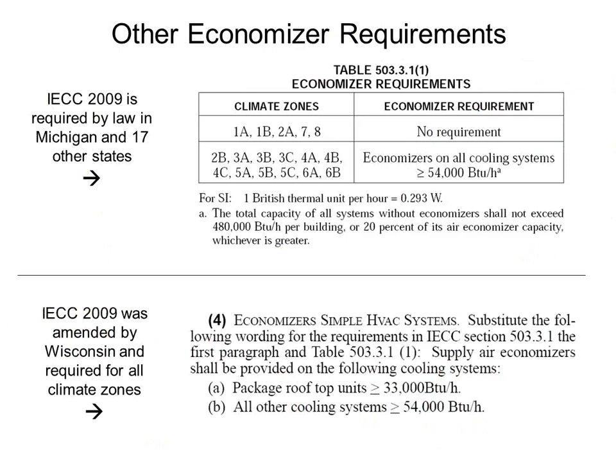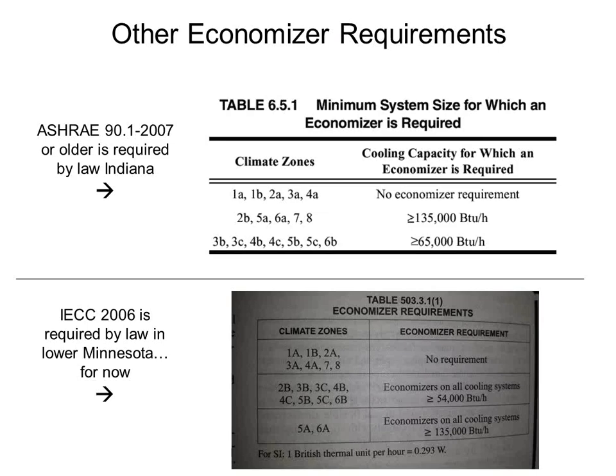If you're in Wisconsin, you're on the 2009 code, but there's a special amendment to that code specifically for packaged rooftops. It says, yeah, we're going to do the 54,000 for most systems, but on a packaged rooftop, we're going to do the 33,000 number, right? So if you're on the 2012 code, or 2009 in Wisconsin, 33,000 is your number. If you're in Indiana, well, then you're still behind the times, if you will. For our climate zone 5A, 135,000 BTUs, so it's like a 12 or 13 ton rooftop.